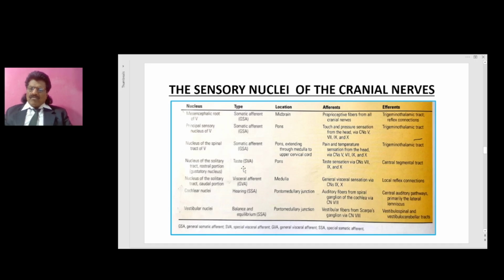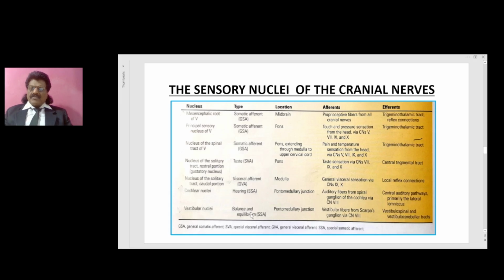Then we have the visceral afferent. Nucleus of the solitary tract and caudal portion. General visceral sensations via the 9th and 10th. Then we have special sensory afferent, that is cochlear nucleus and the vestibular nucleus. Cochlear nucleus is concerned with auditory and vestibular nucleus is concerned with the vestibular fibers and for balance, vestibulospinal, vestibulocerebellar tract.